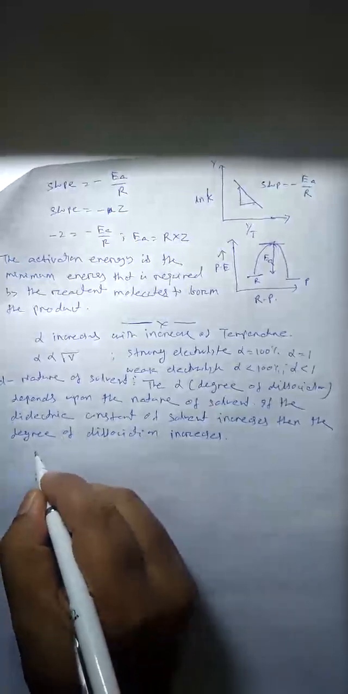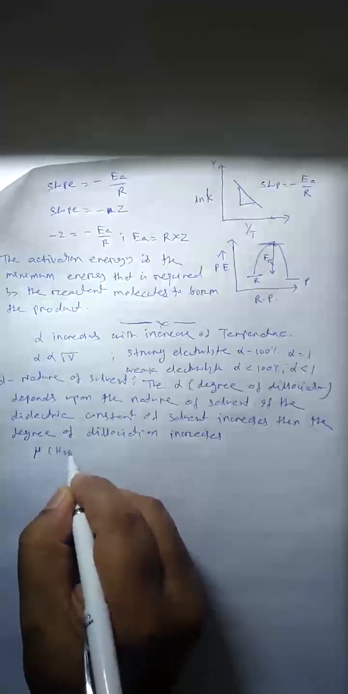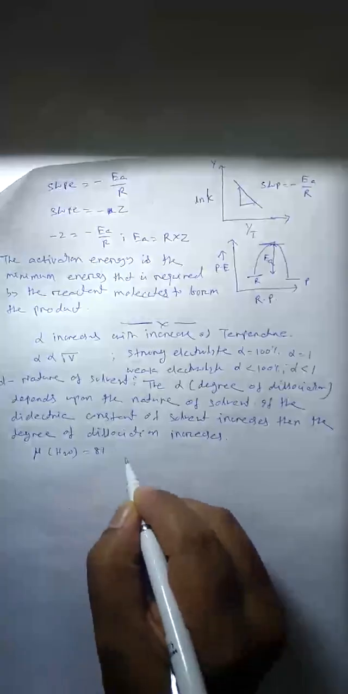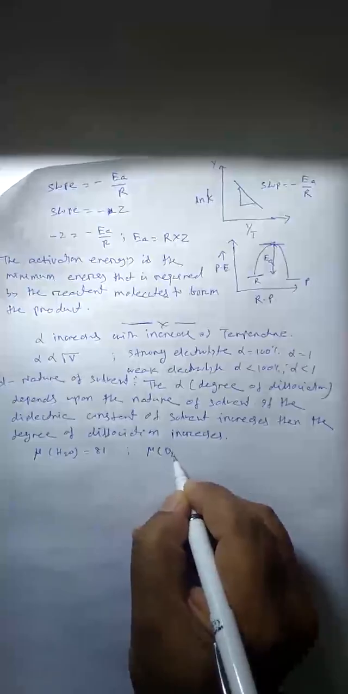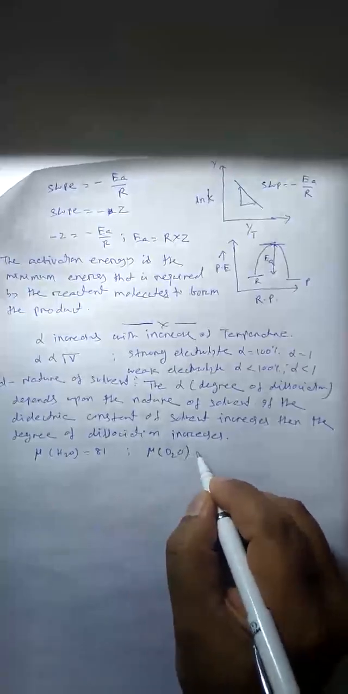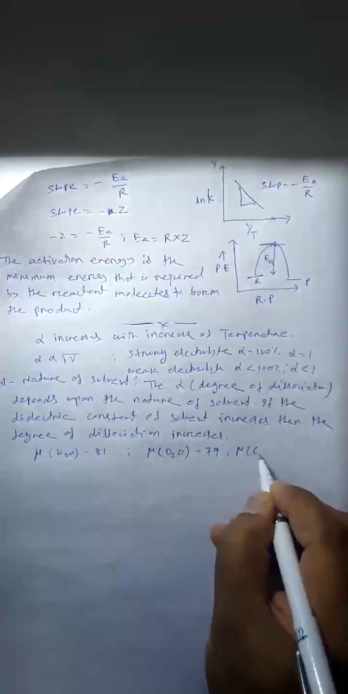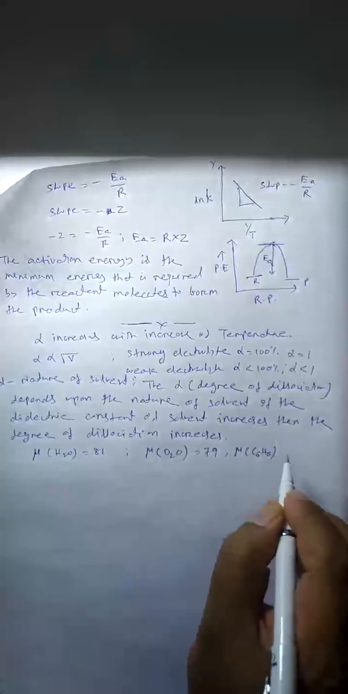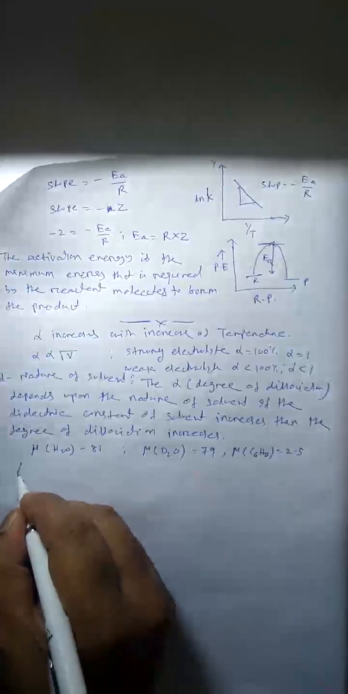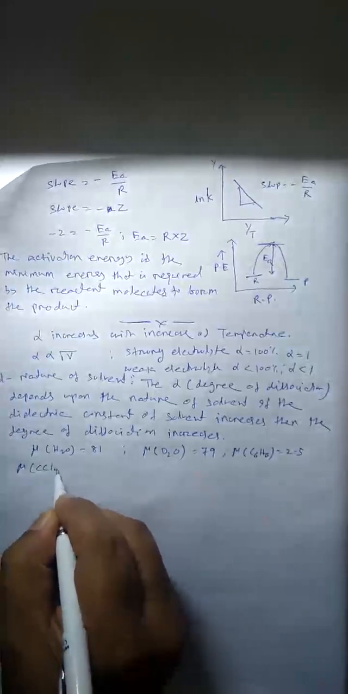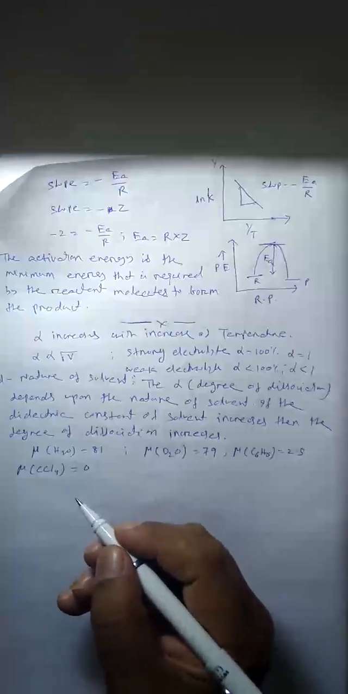The dielectric constant is generally written as mu. The dielectric constant of water is 81, the highest. The dielectric constant of heavy water, D2O, is 79. The dielectric constant of benzene, an organic solvent, is very low, 2.5, and the dielectric constant of CCl4 is equal to 0. Dielectric constant is a vector quantity.